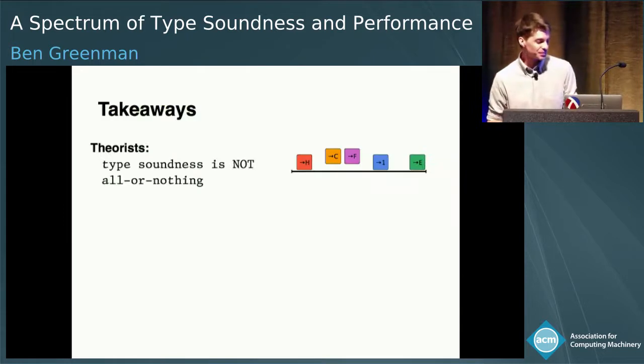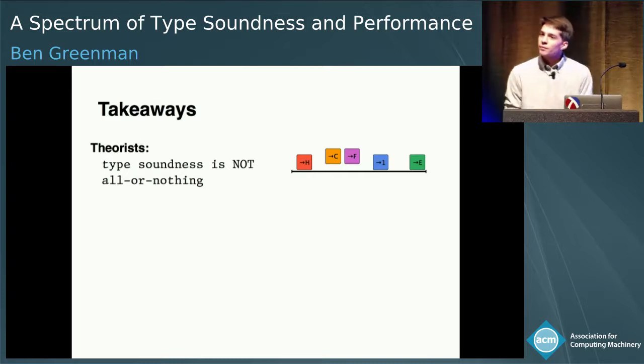Takeaways. So if you're a theorist, I'd like you to take away that type soundness is not an all or nothing proposition. There are interesting theorems that we've shown that lie between full soundness and unsoundness, and they're really about what part of the static types the reduction relation preserves. We've identified 3 approaches that lie between full soundness and unsoundness, and I suspect that there are many more.